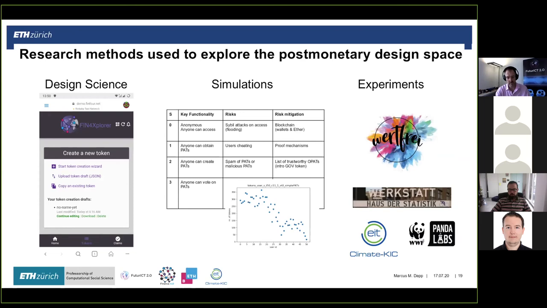You can only find out if you simulate, because you cannot create a software, then unleash it to 100,000 people and see what happens. But what you can do is experiments, and you should do experiments to validate the simulation and also to validate your design in the first place. So we have a few organizations we work with that are willing to try these new things out. So Wertfrei and the Haus der Statistik are two communities that are interested to try in their small communities to try out such a multi-token system. And then we have other projects with WWF and Climate Kick, which I can mention later.